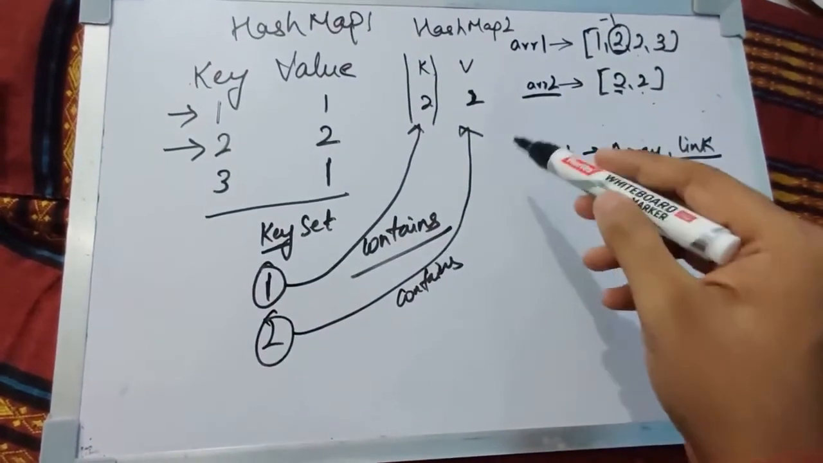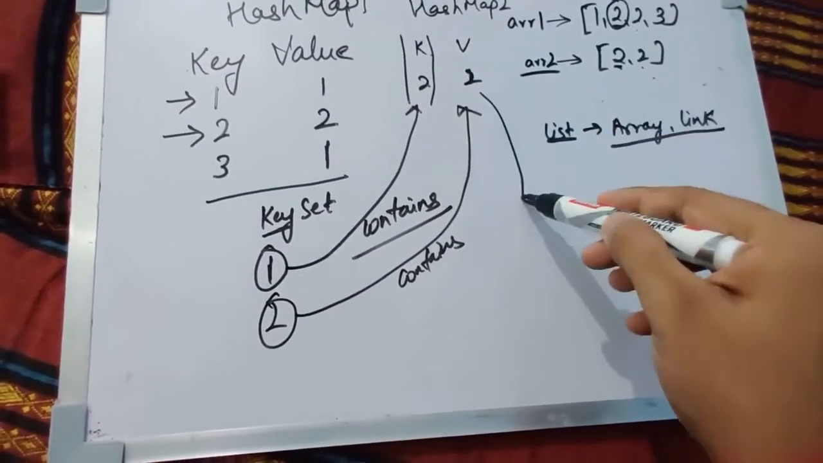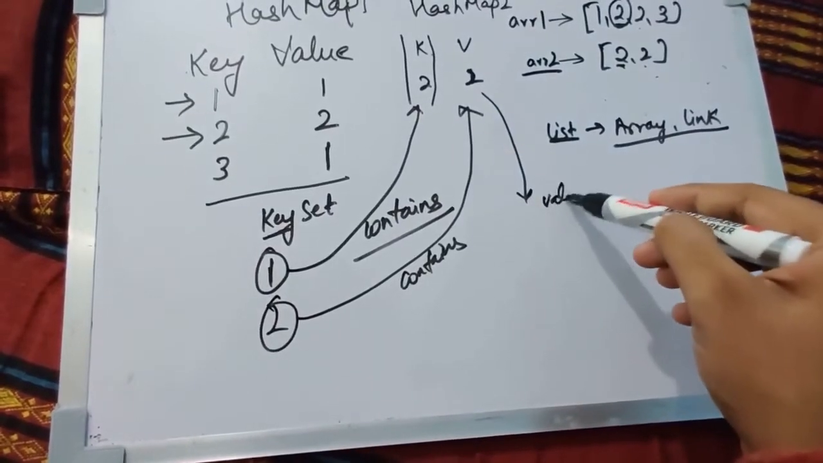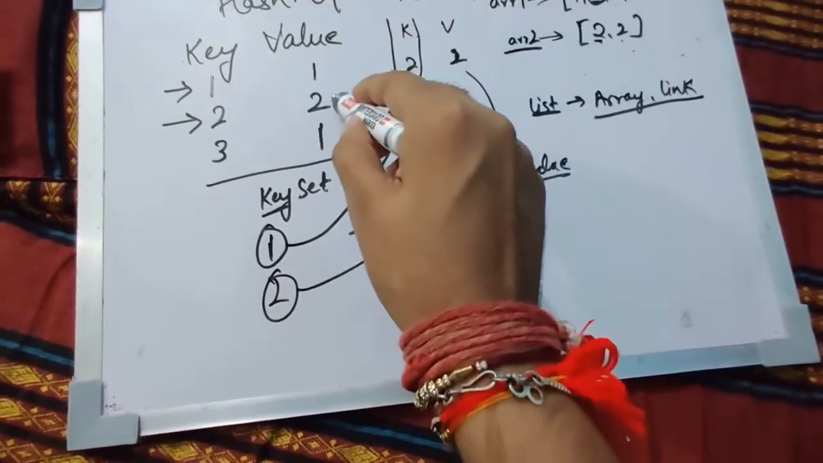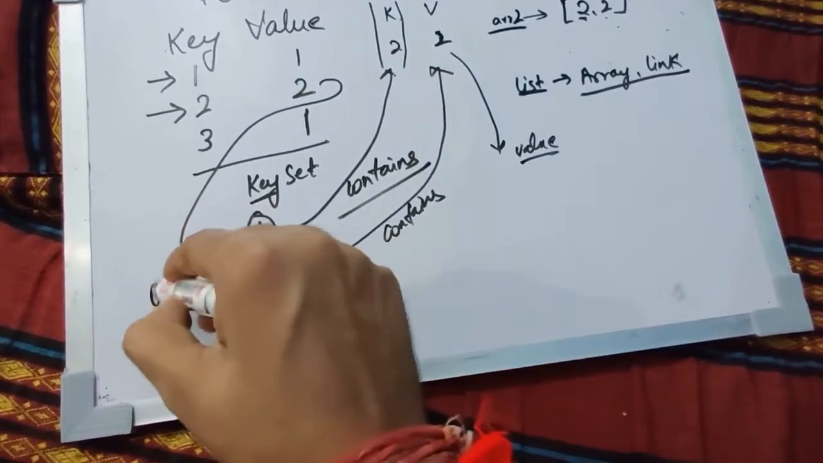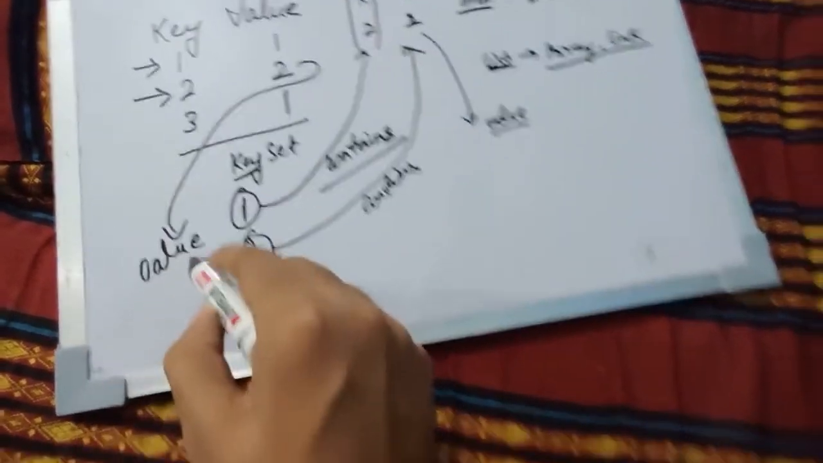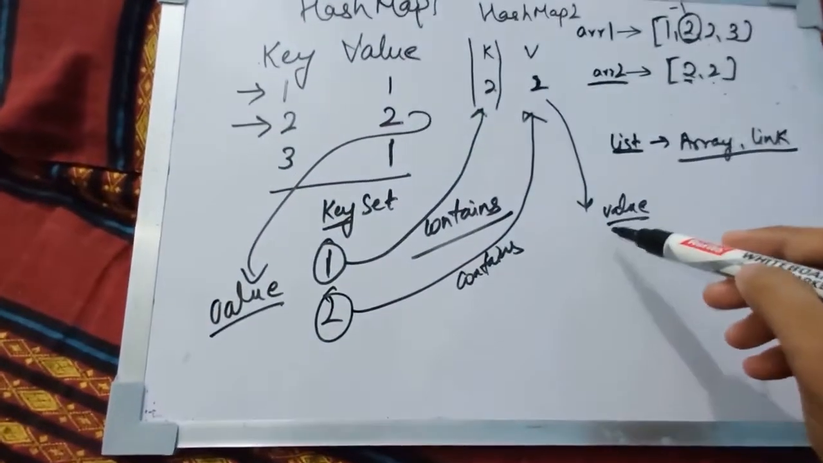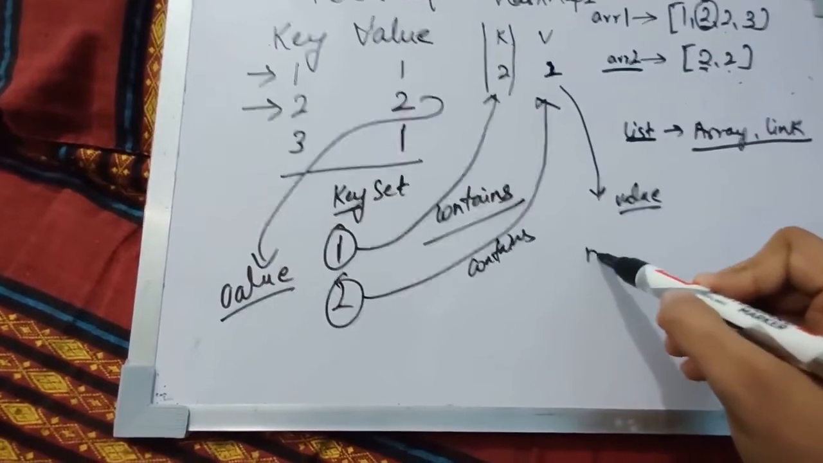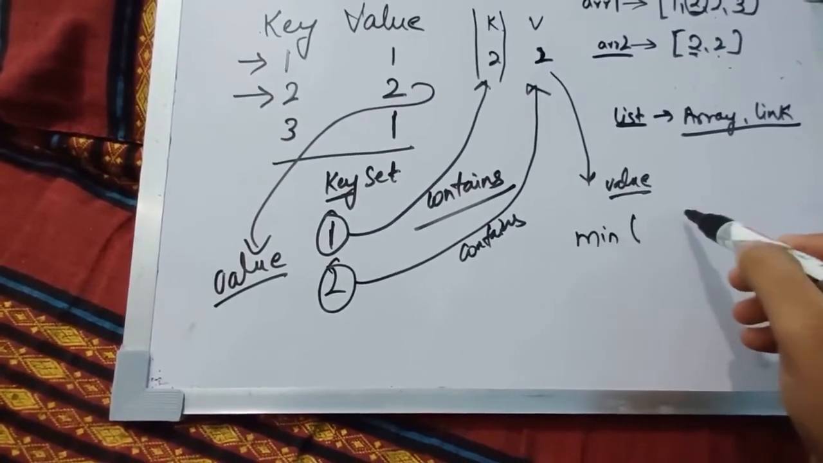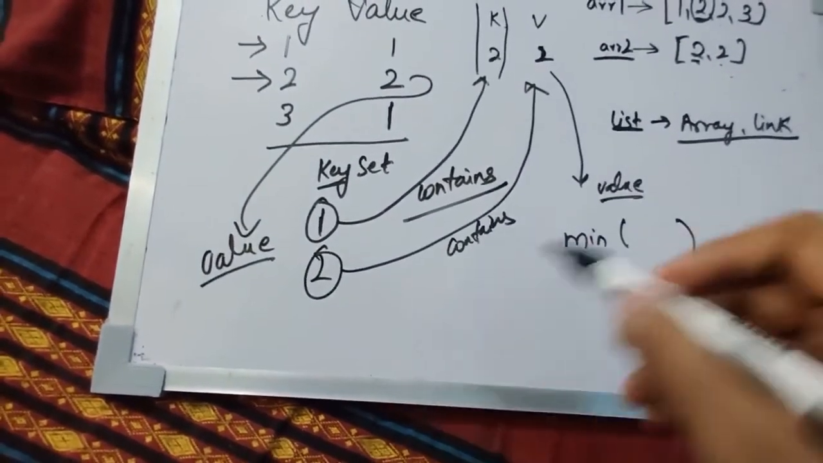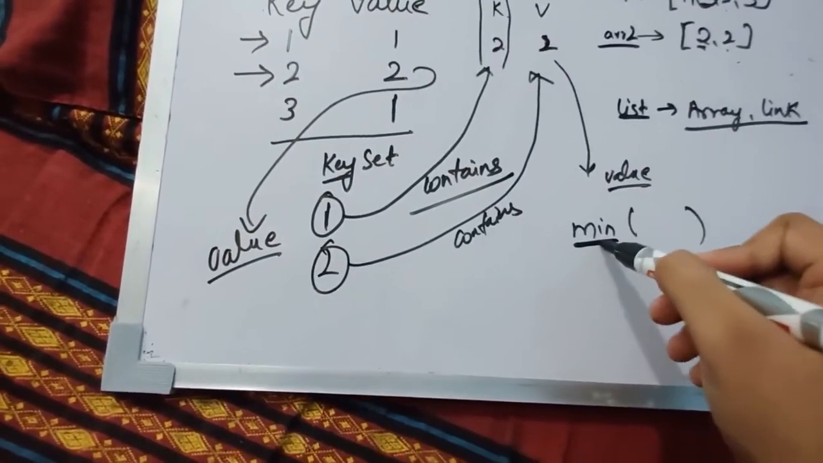So what we will do is fetch the value from hash map 2, and again we will get the value from hash map 1. So we will get the values from both hash maps, and then we will compare which one is minimum, right? So why are we doing minimum?